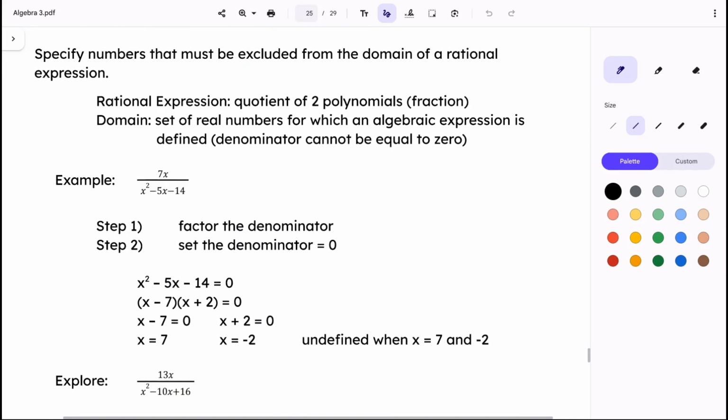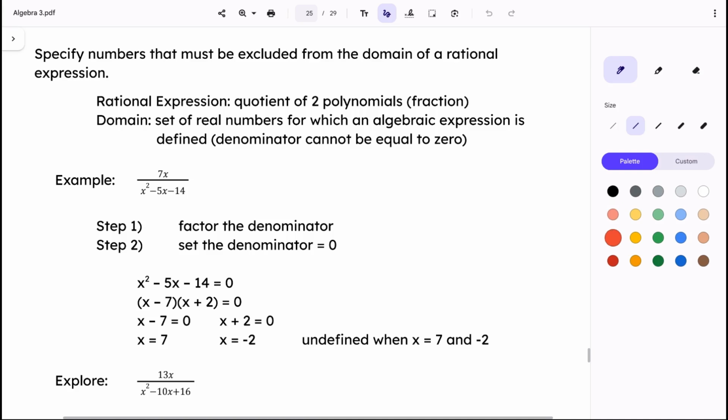So a rational expression, like I said, is a fraction, but it's going to be created by using polynomials. So you'll have a polynomial on the top and you'll have one on the bottom. When we have a polynomial on the bottom, we will have to be aware of numbers that we can't have put in for your x because it would cause issues in the denominator.